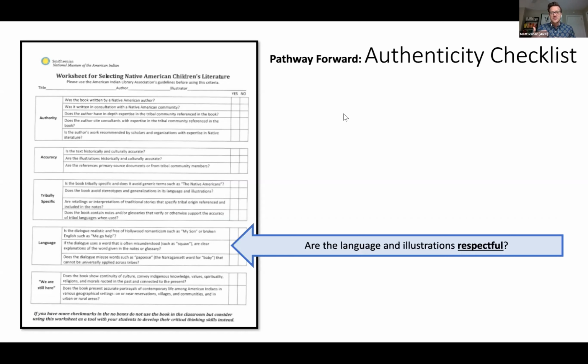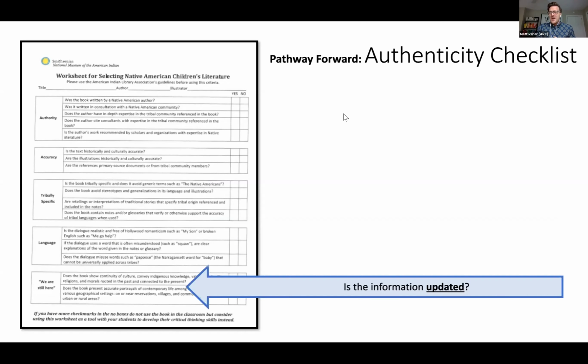Thinking through the language and illustrations as being respectful. And then, of course, in the specific instance of Native American, this idea that they are still here. This is not a civilization that lived thousands and thousands of years ago that no longer exists. This is actually a thriving population of smart humans that are on this same place with us.